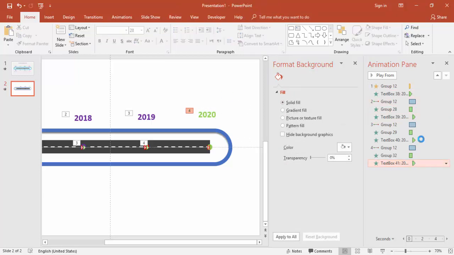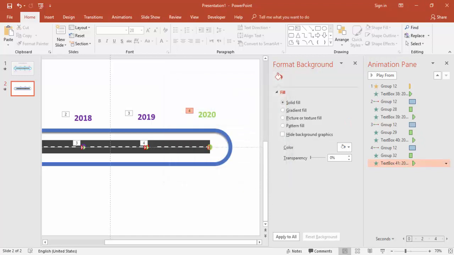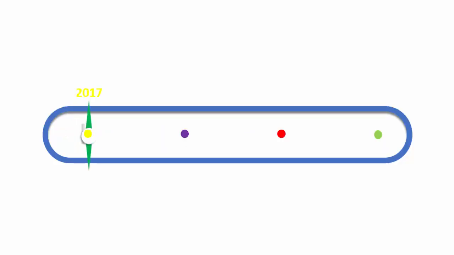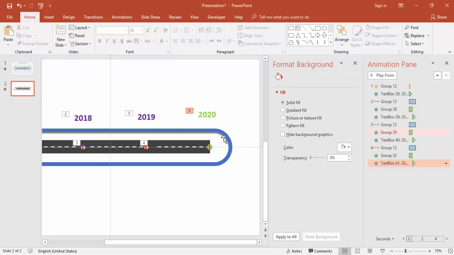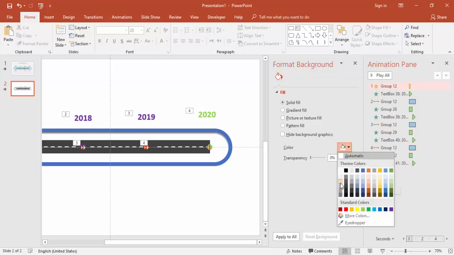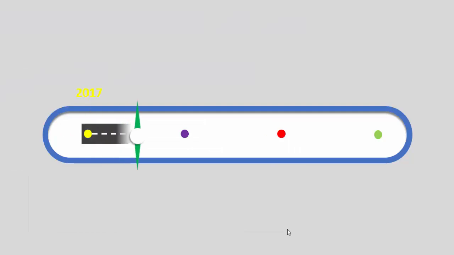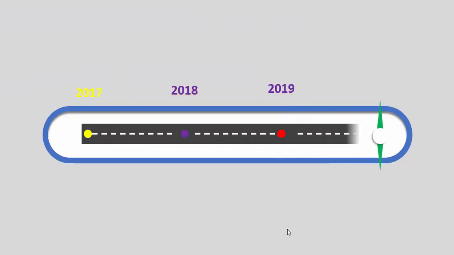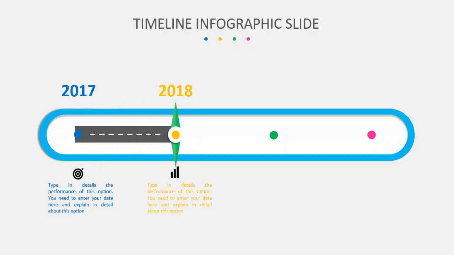Alright, and delay is there already. 2017 18 19 and 20, you can change the background color to some light color. Alright, so this is how it will look, 2017 18 19 and 20. So this is my previous slide, the first which I have used.